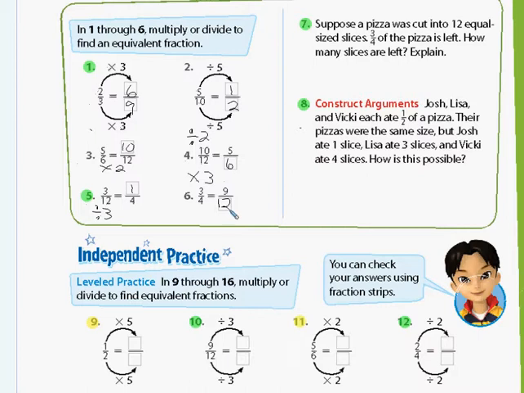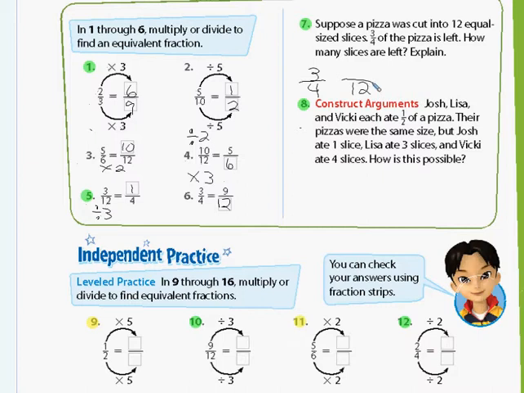Problem number 7. Suppose a pizza was cut into 12 equal sized slices. 3/4 of the pizza is left. How many slices are left? Explain. That's going to be a problem very similar to these problems that we're working on right here on the left. So we've got 3/4 of the pizza left, and there were 12 slices total. It was cut into 12 equal pieces.